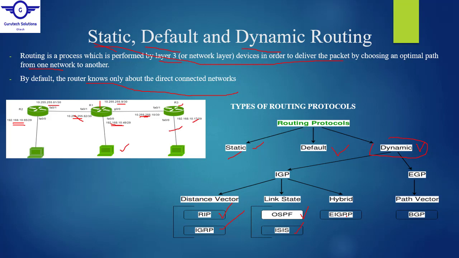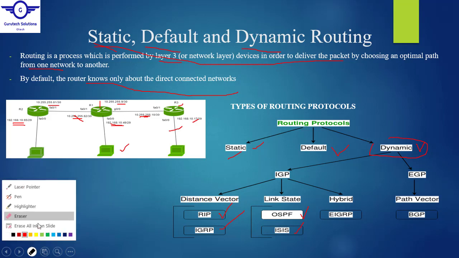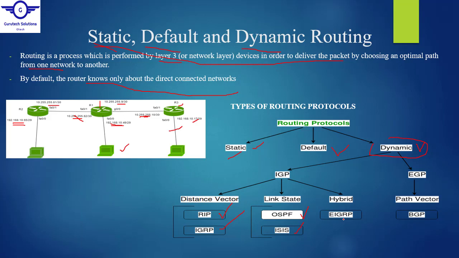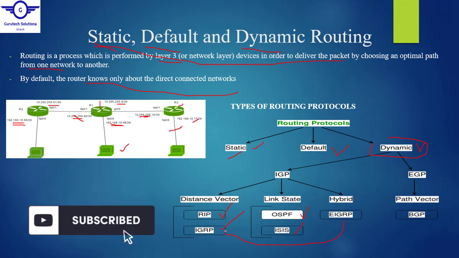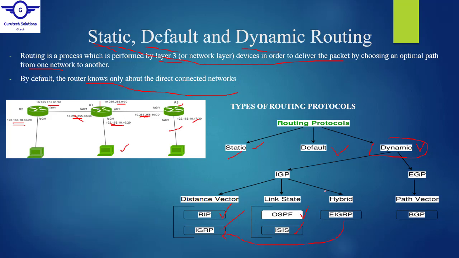EIGRP. EIGRP basically stands for Enhanced Interior Gateway Routing Protocol. Okay, it's an extended version of IGRP. But now it's both link state and distance vector.